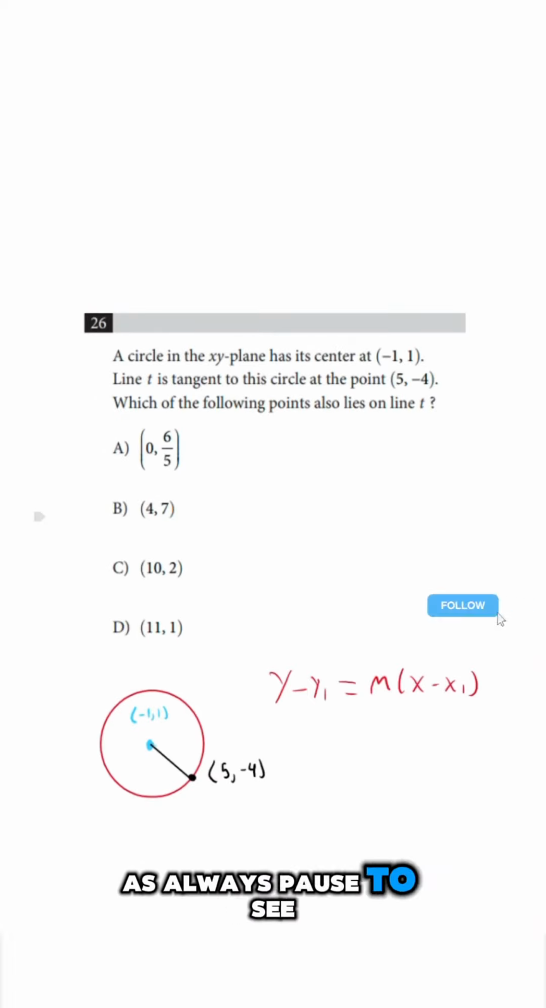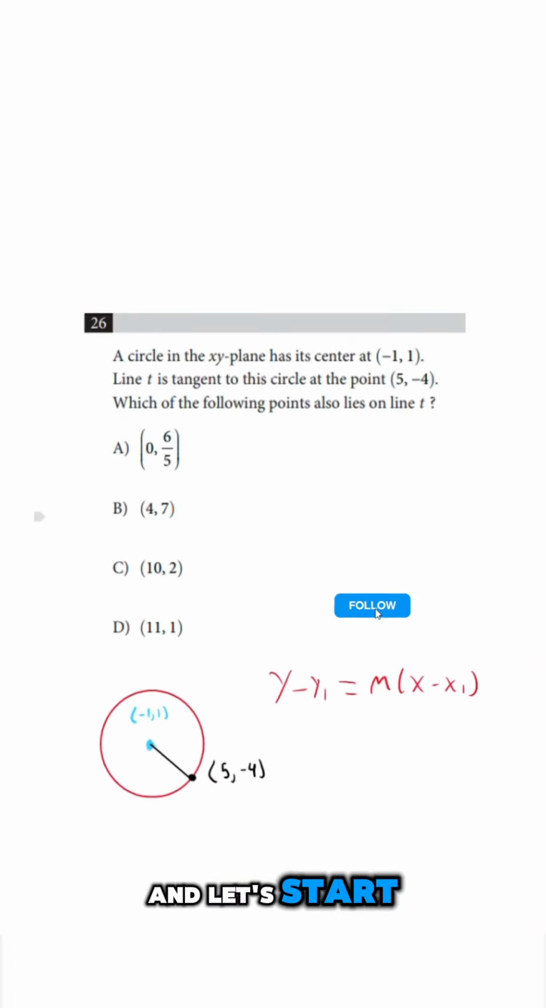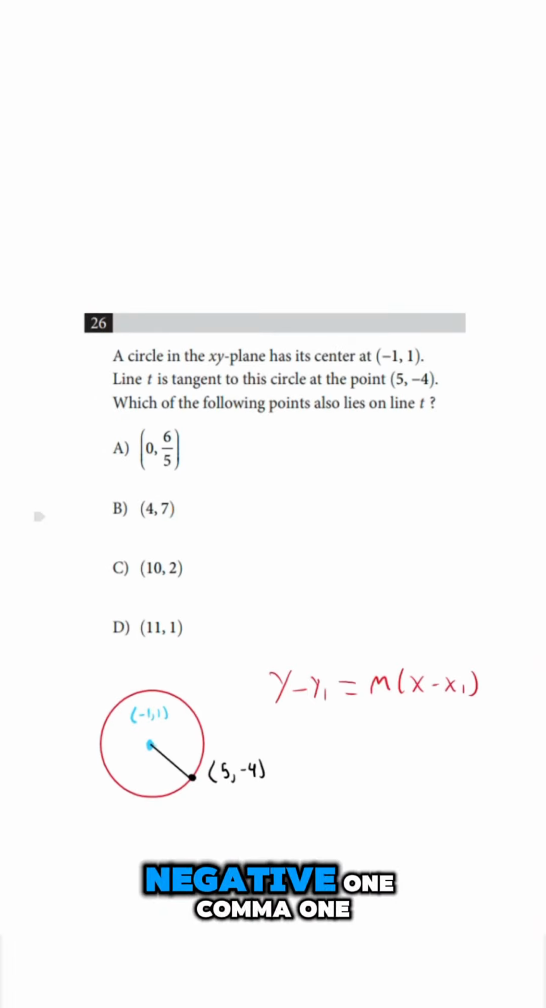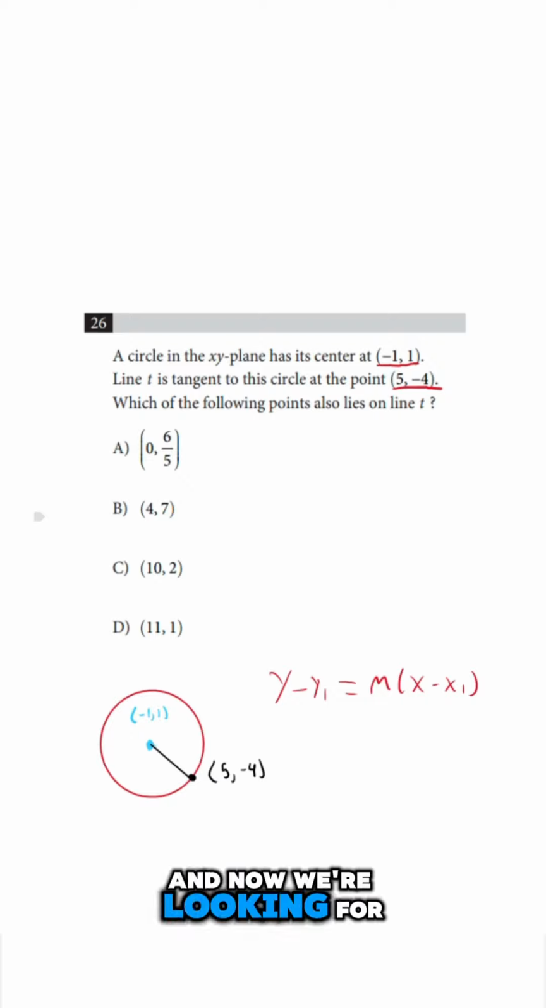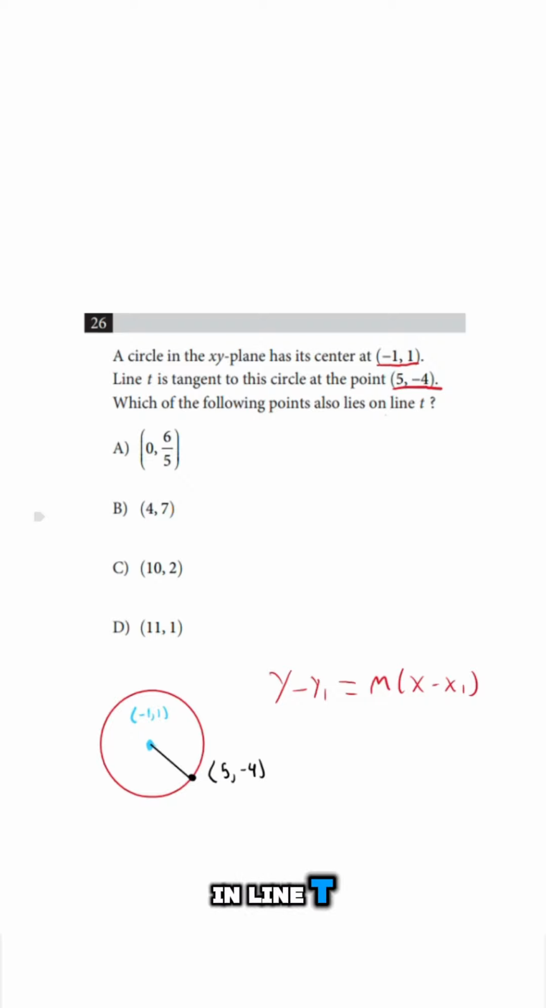As always, pause the video to see if you can do it first, and let's start. So we have a circle that has a center at (-1, 1), and we have a line T that's tangent to the circle at this point (5, -4). And now we're looking for another point that also lies on line T. So how do we do this?